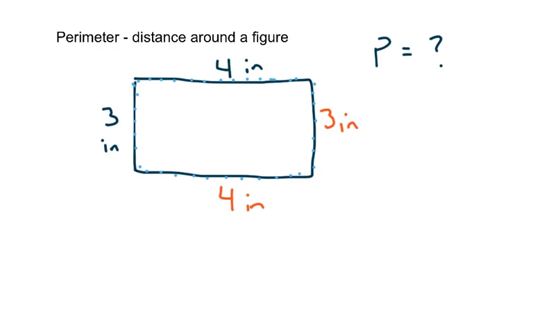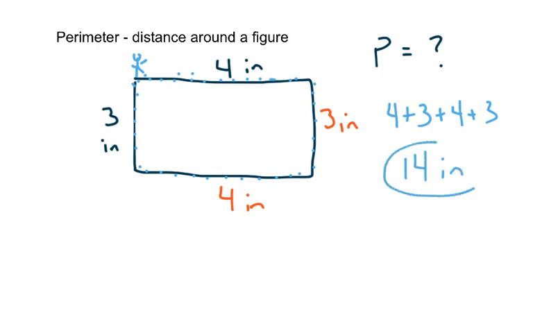If I need the perimeter, how far would I go if I walked all the way around this rectangle? Let's see. If I start up here and walk this direction, I'm going to go 4 plus 3 plus another 4 plus another 3. 4 and 3 is 7, and 7 more, I've walked 14 inches. So the perimeter of this rectangle would be 14 inches. That's useful and good to know.